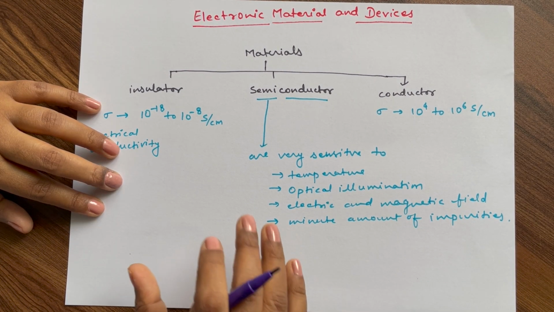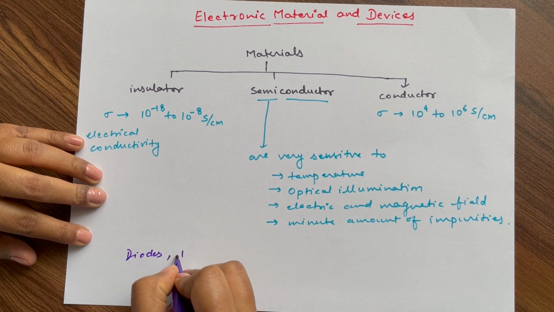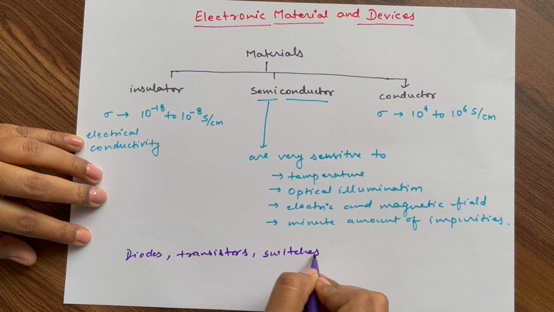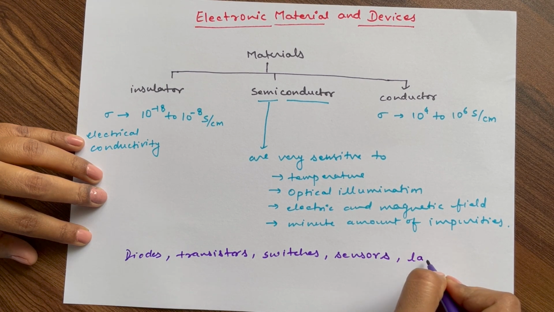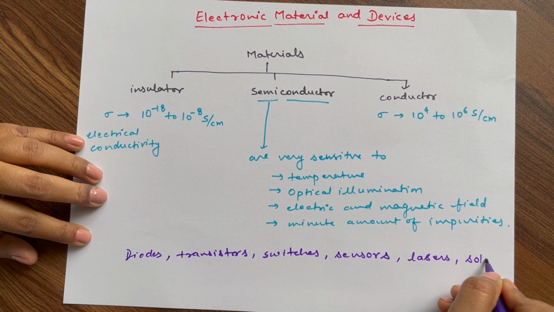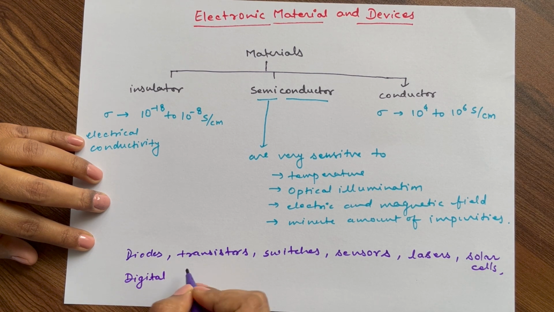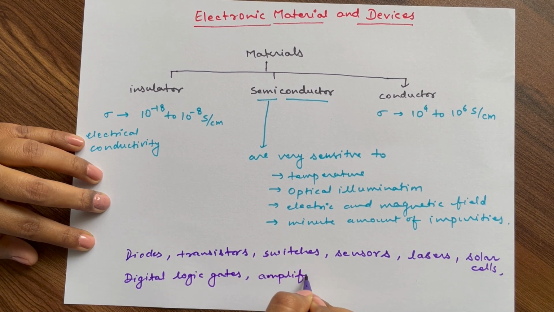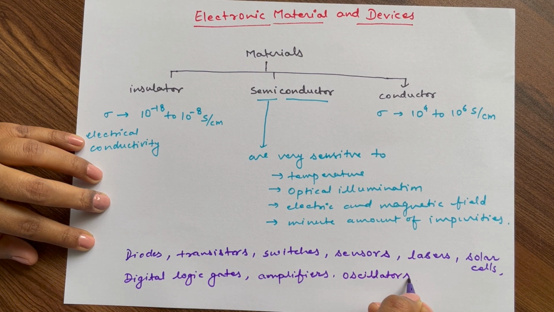Examples of devices that can be made with semiconductor are diodes, transistors, switches, sensors, lasers, solar cells, digital logic circuits like logic gates, amplifiers, oscillators, and many more.